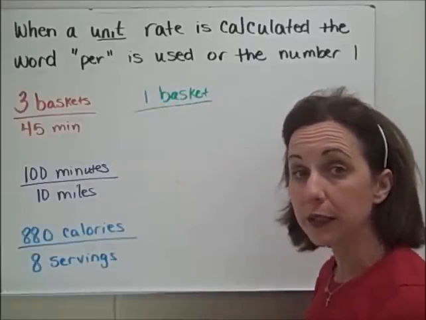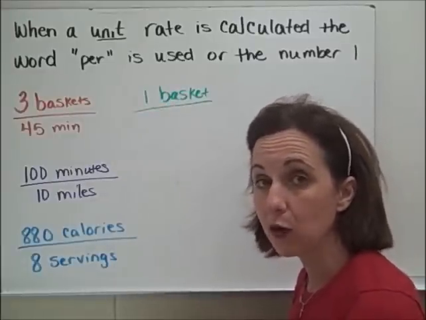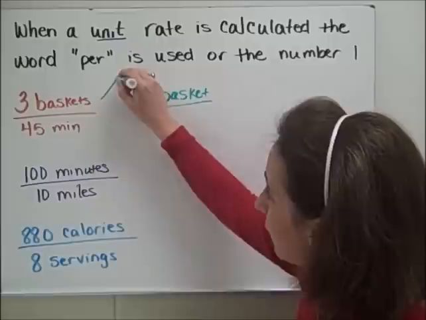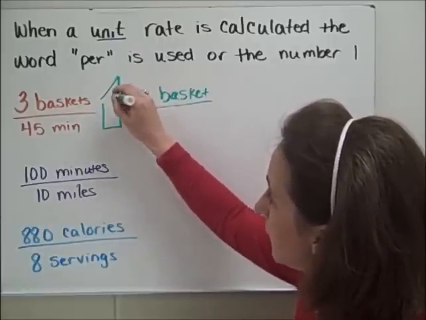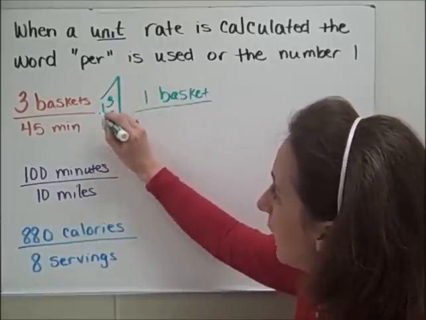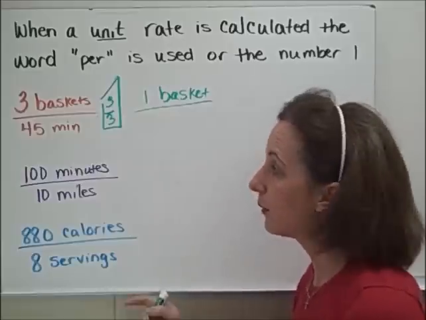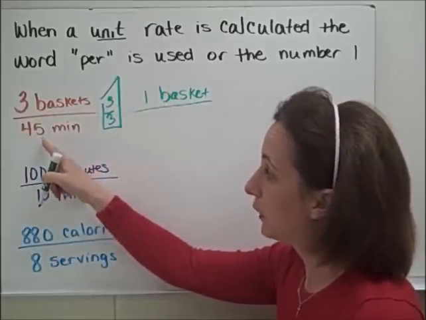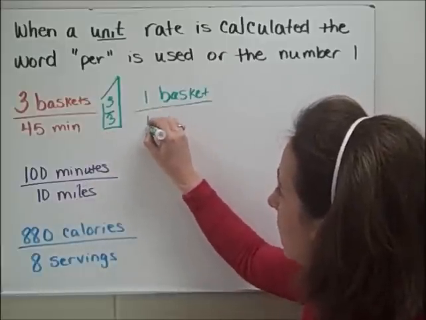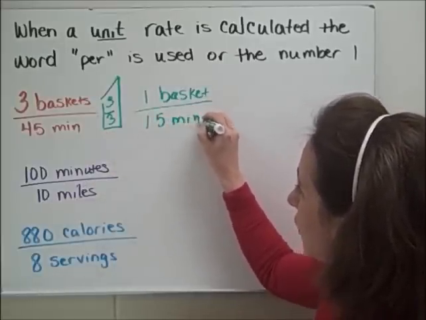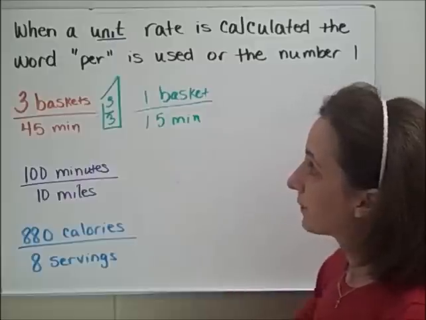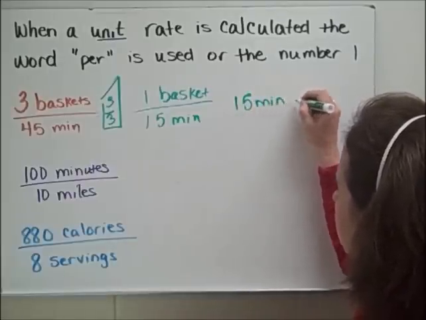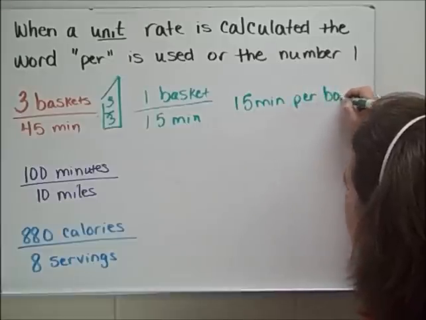Well, using what you know about equivalent fractions will help you sometimes simplify rates. So if I divide both the top and the bottom by 3, which is dividing by a form of 1, 3 baskets divided by 3 is 1 basket. 45 minutes divided by 3 is 15 minutes. So I could say that my unit rate is 15 minutes per basket.